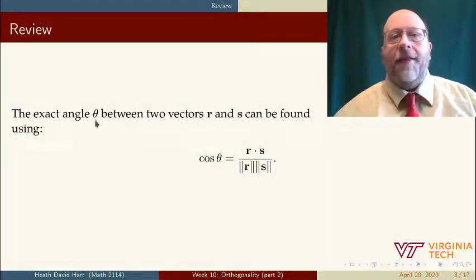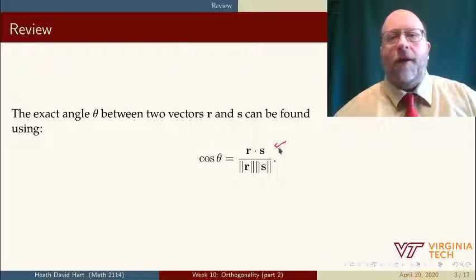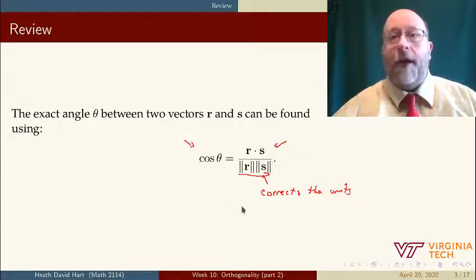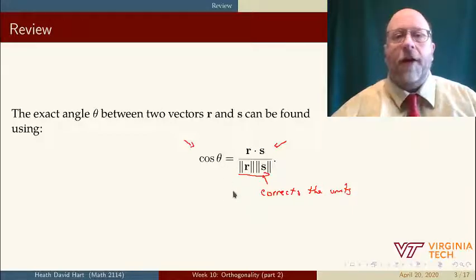If we want to find the exact angle between two vectors, we can use this formula. The dot product is almost the cosine except for a unit conversion. And then this part down here in the denominator corrects the units, so that both sides are now unitless and they're equal to each other.